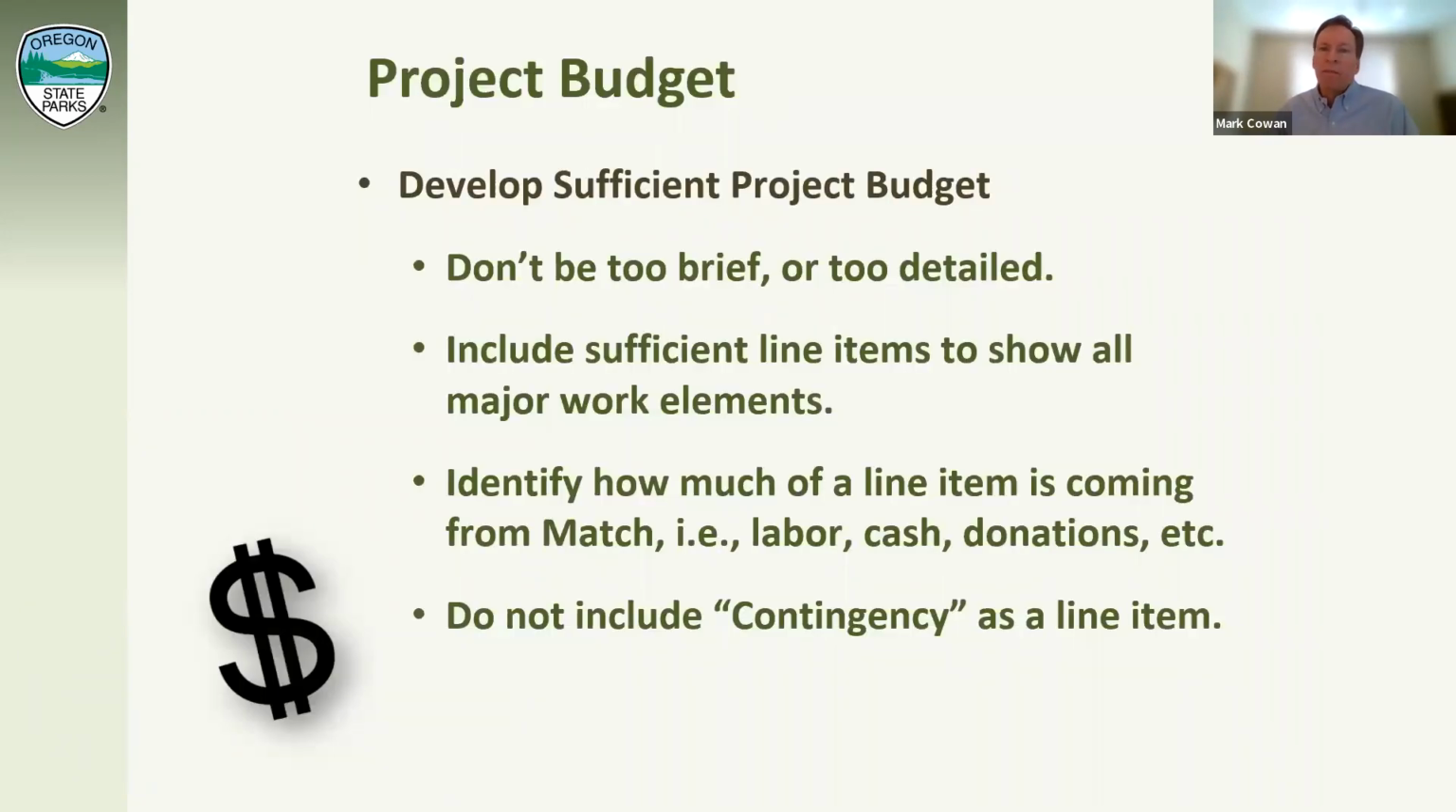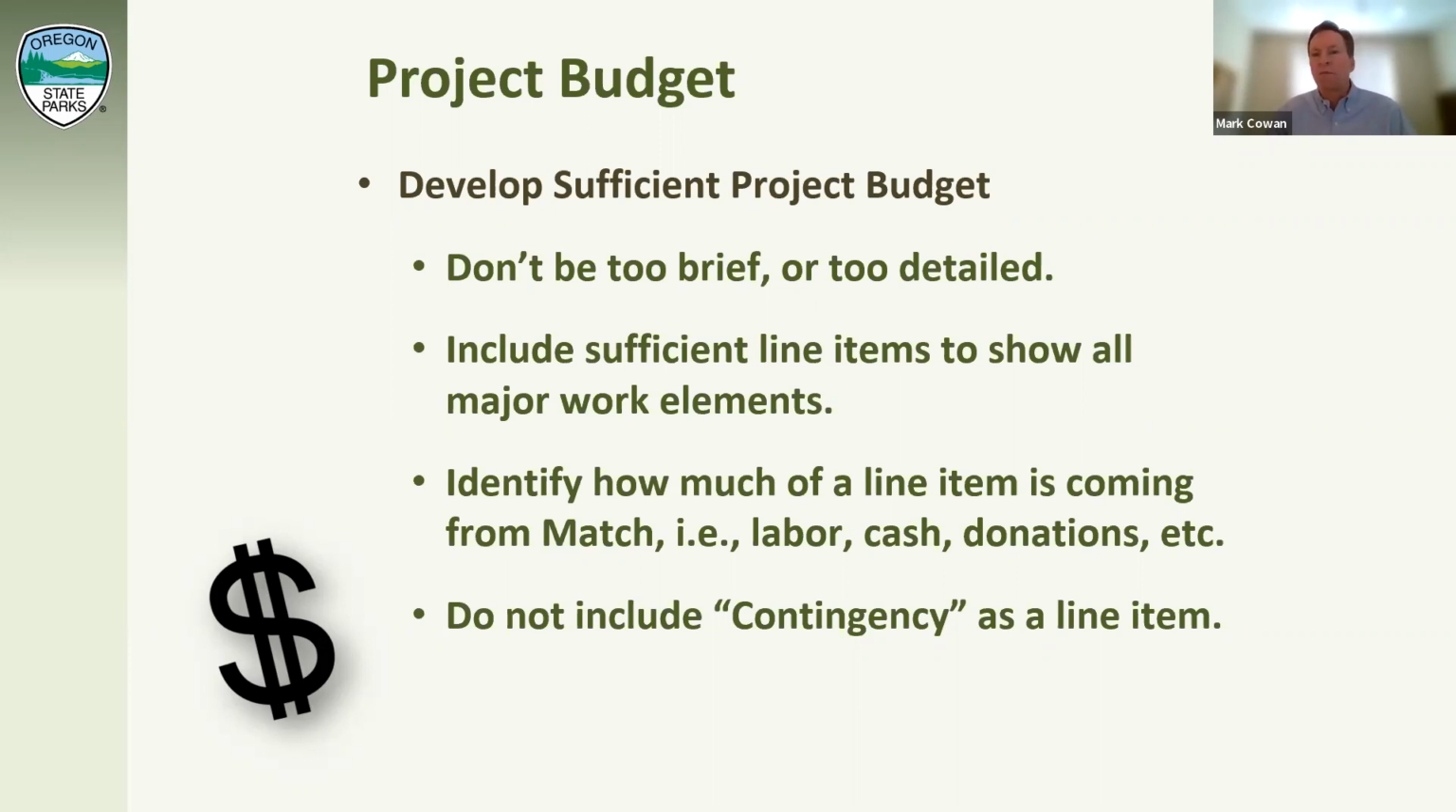Now, when it comes to building that budget, we want sufficient budget detail to tell the story of the project, so don't be too brief. We don't want to just see construction 250,000. We want to see some broad categories broken down. There's going to be mobilization, earth moving, infrastructure, plumbing, sewer, electrical, curbing, paving, kind of break it down into these broad categories, but don't be too detailed.